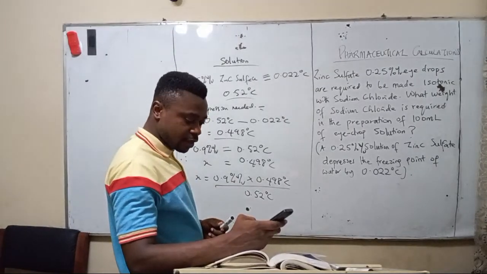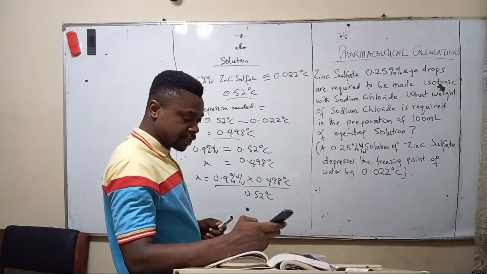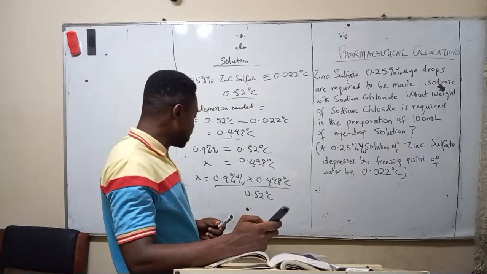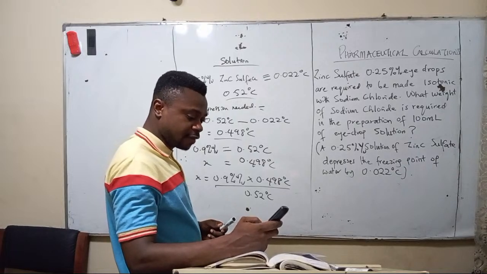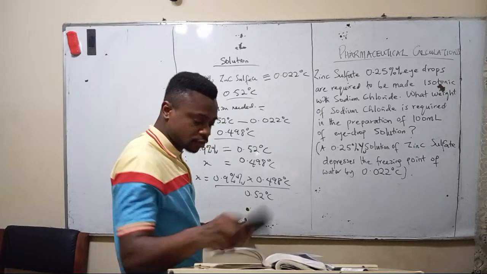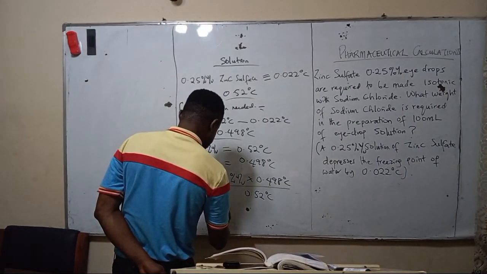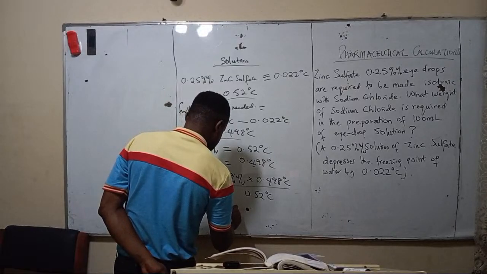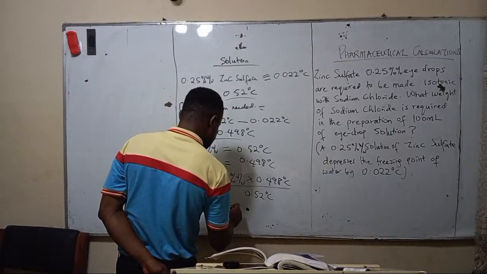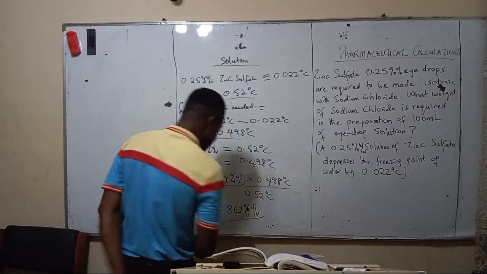We have 0.9 times 0.498 divided by 0.52, which gives 0.862. So X is 0.862% weight in volume.